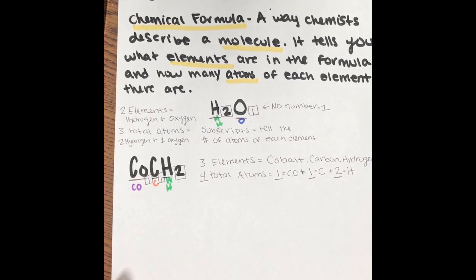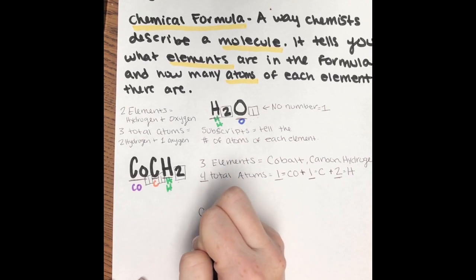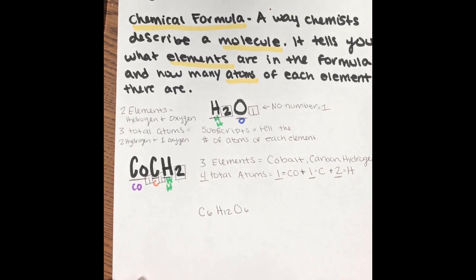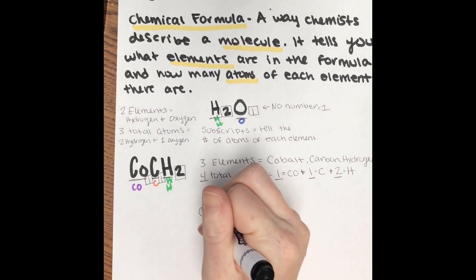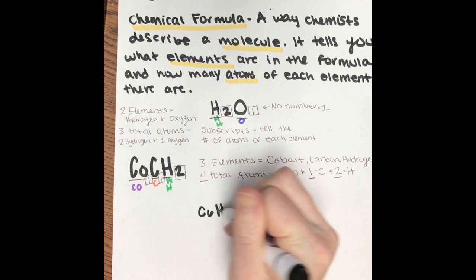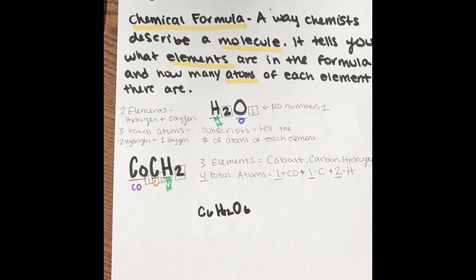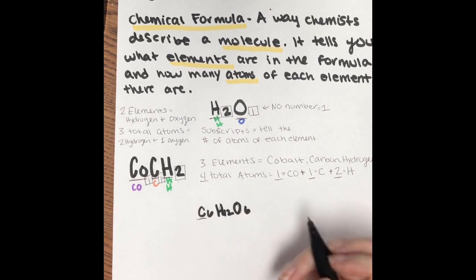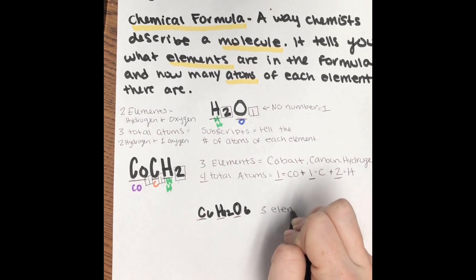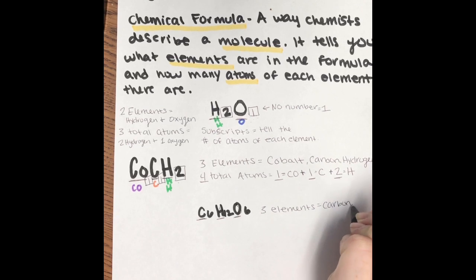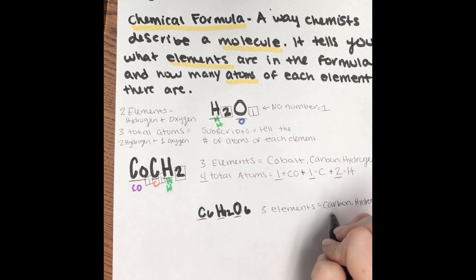Let's do one more quick example. Let's do C6H12O6. This formula right here is actually the formula for sugar. C6H12O6. Remember, step 1, underline our elements. C, H, O, 3 elements. Carbon, hydrogen, and oxygen.